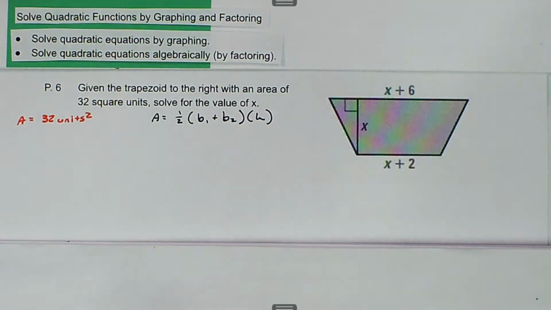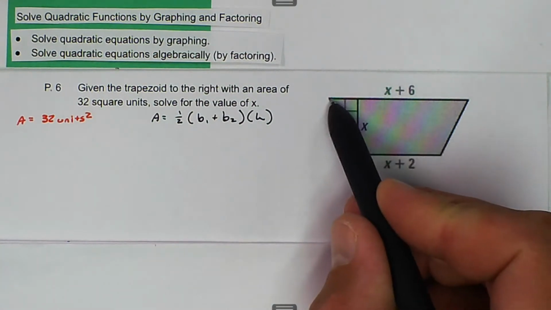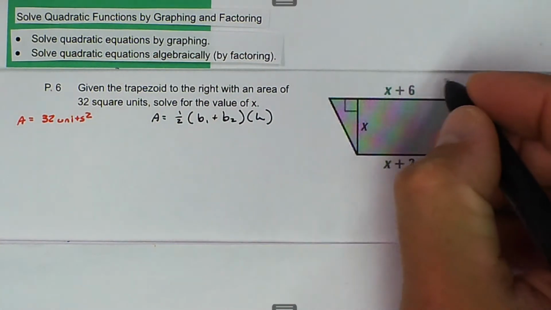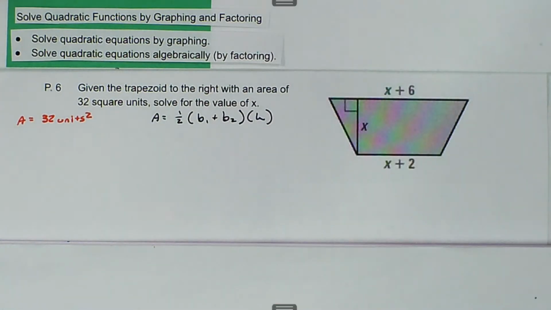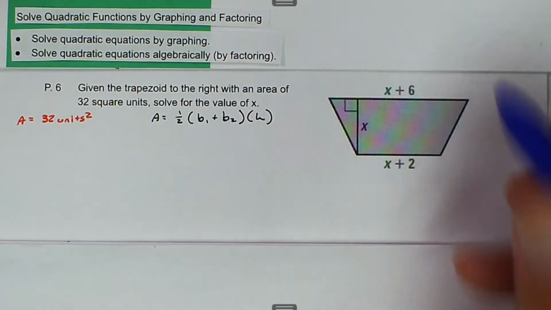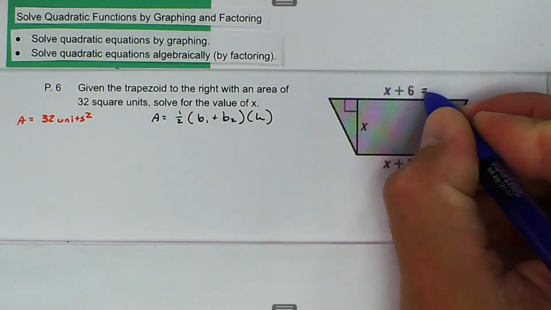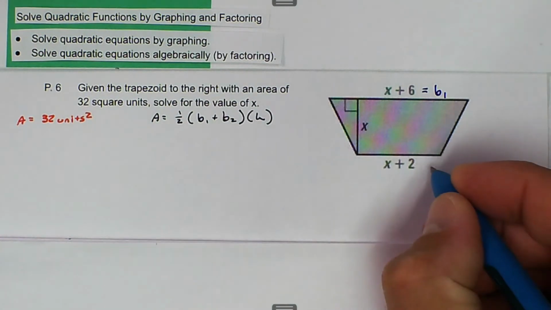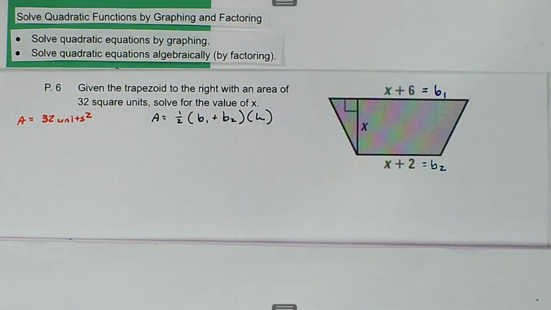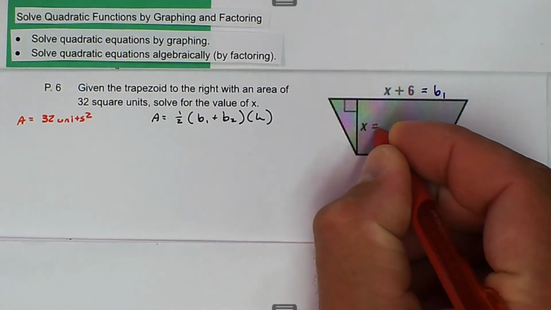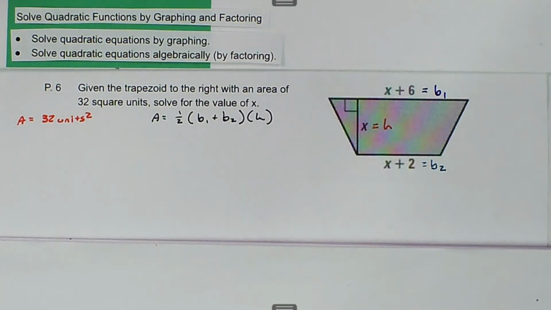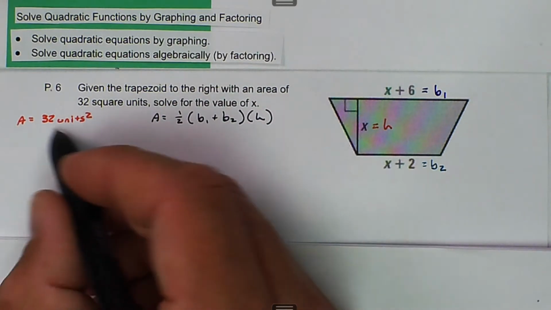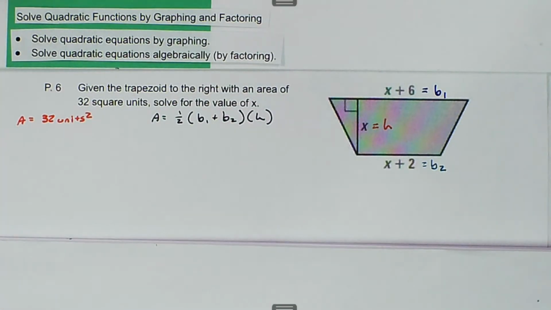And B1 and B2 in this case are going to be our base 1 and base 2. So we can say that x plus 6 is equal to B1, and x plus 2 is equal to B2. And then we have x, that's going to be our height. And so we can substitute those values in. And we know that the area is equal to 32 units.